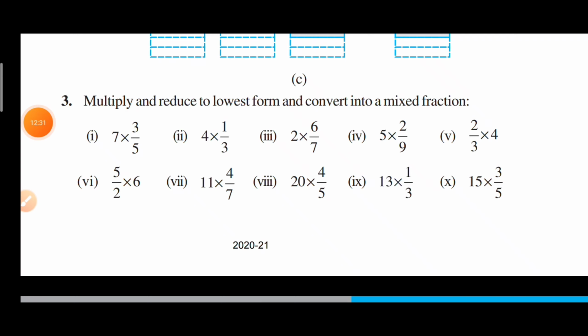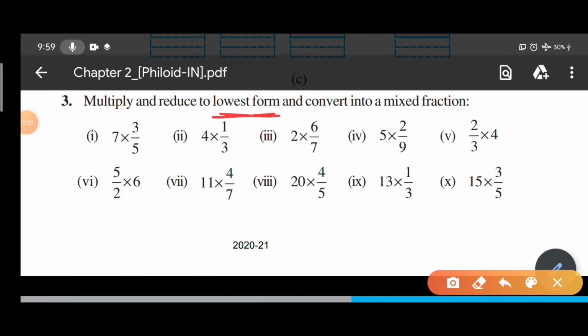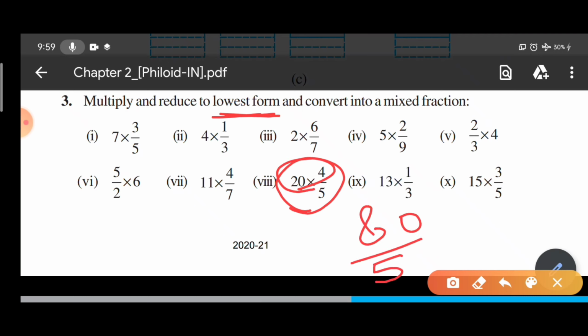Now here, what is the lowest form? Lowest form means after which no division is further possible. For example, if I choose these particular values and multiply, I'll get 80 divided by 5. But as you can see, this number is divisible by 5 and this one is also divisible by 5. So it can be further divided by the value 5, so it is not the lowest form. Lowest form means that the number is not further divisible.